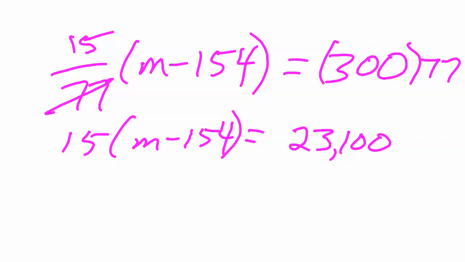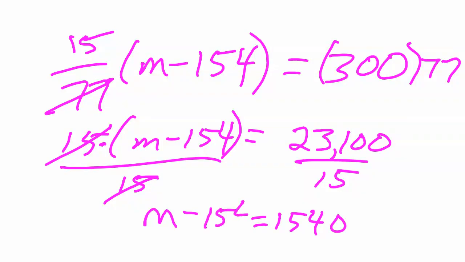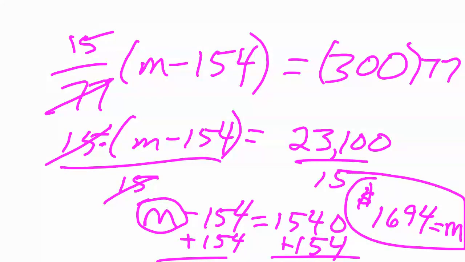So what I could do to both sides now is divide both sides by 15. And if I do that, that gets rid of these here. 23,100 divided by 15 equals 1,540. And that is going to be equal to M, which is the original amount of money, minus 154. So to solve for M, to undo subtraction, we add 154 to both sides. And what we get is $1,694 is actually equal to M, which is the amount of money that he started with.